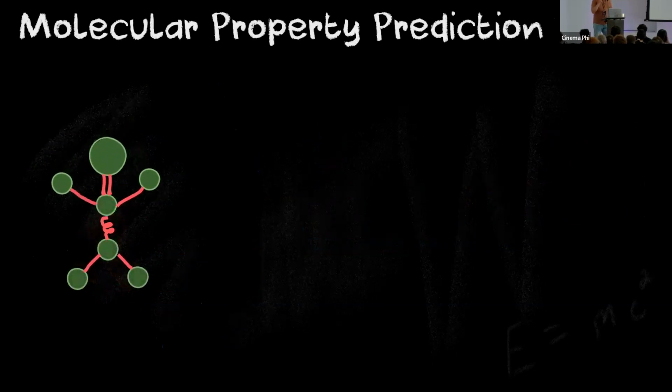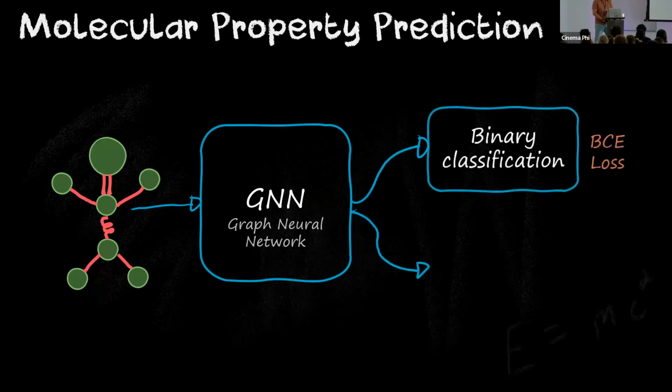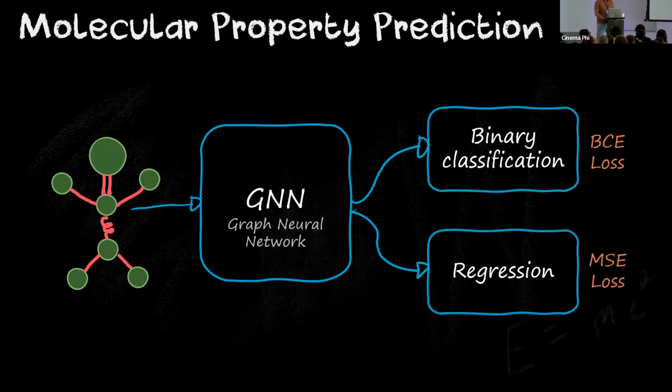So now that we know what a graph is and how a molecule is represented, we want to focus on how to do molecular property prediction. You typically feed your graph into a GNN, and that GNN does predictions. This was covered by the previous talks.